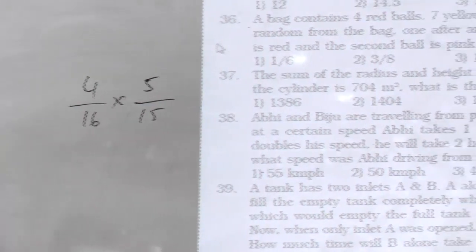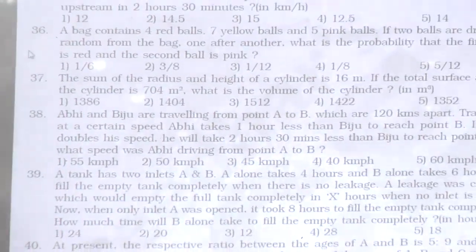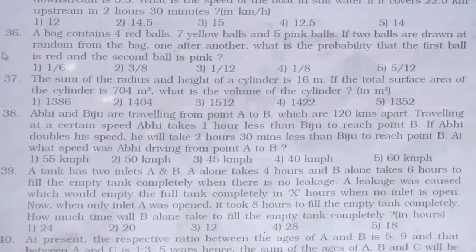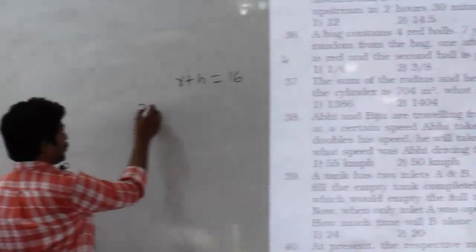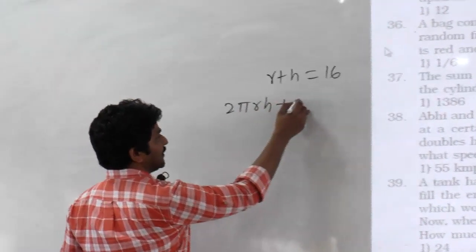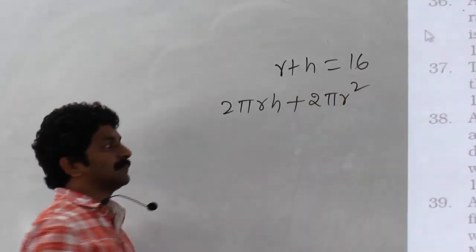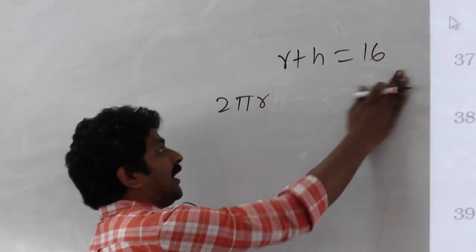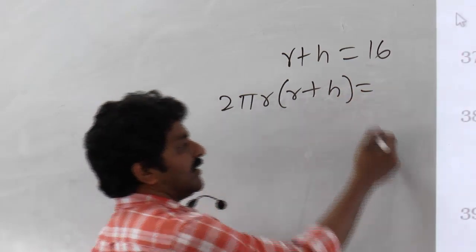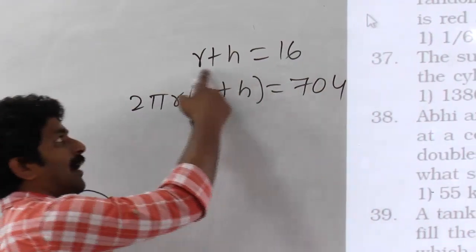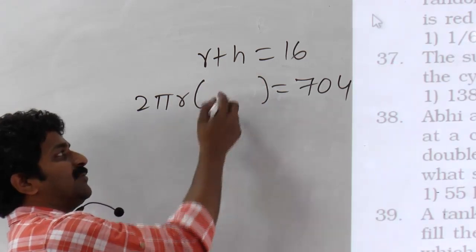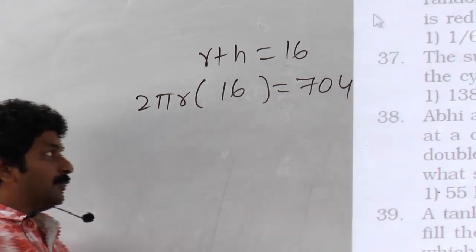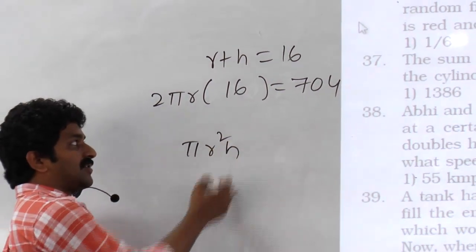Next, the sum of radius and height of a cylinder is 16. R plus H is 16. And the total surface area of the cylinder is 704. Total surface area is 2 pi r h plus 2 pi r square. If you take 2 pi r common, that will be r plus h, and this is given as 704, and r plus h is 16. I'll replace this with 16. What is your question? Volume. What is volume? Pi r square h.